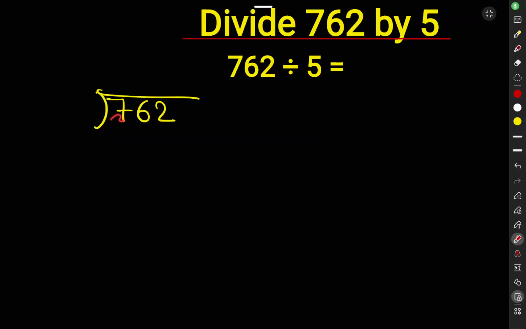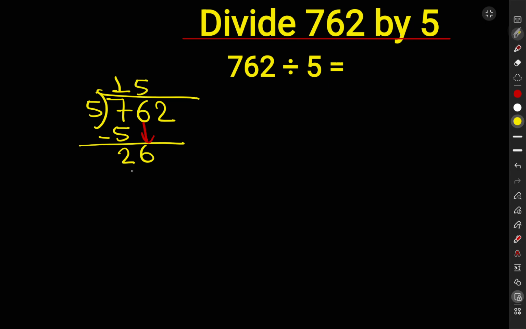We divide 762 by 5 in a long division method. 5 times 1 is 5. On subtracting, we get 2. So now we put down this 6 and it is 26.